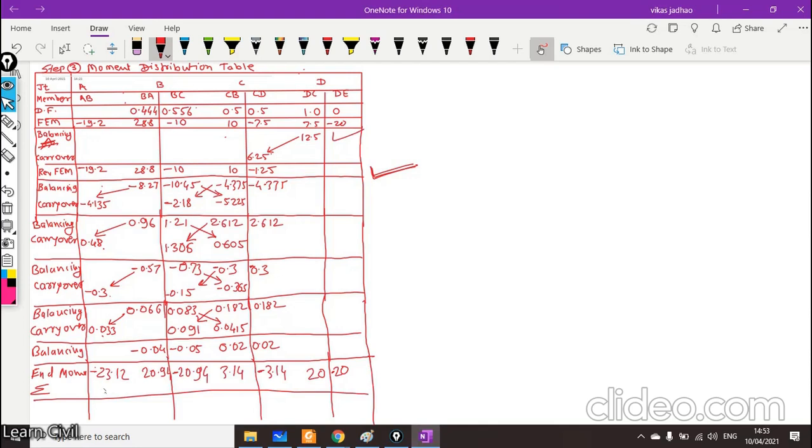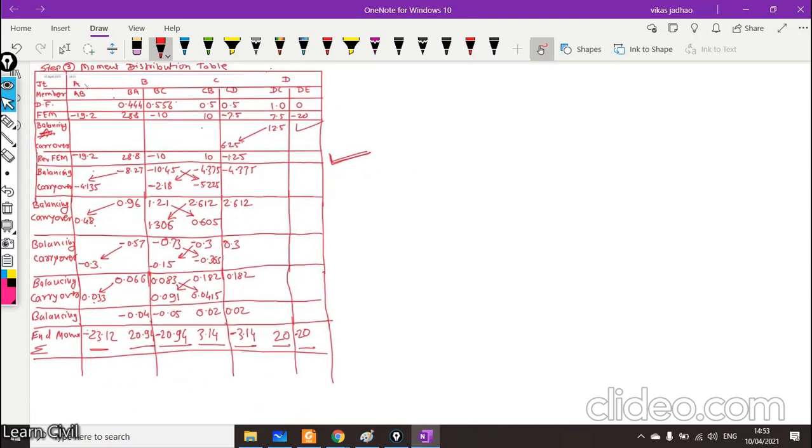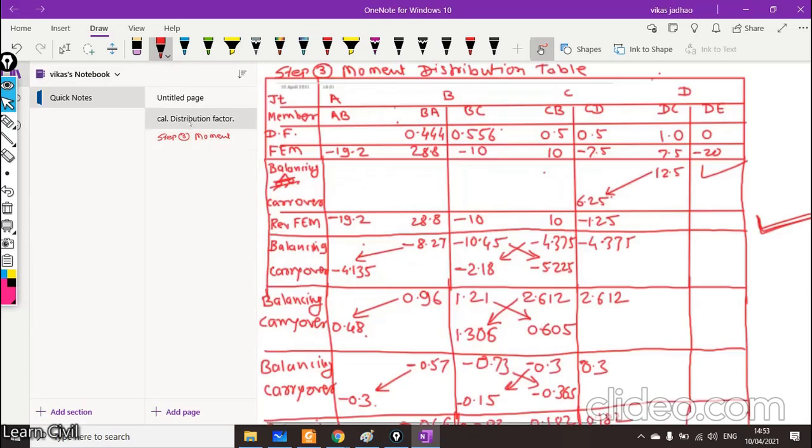Okay, so these are the final end moment values. That is, for AB we are having minus 23.12, for BA we are having 20.94, BC minus 20.94, for CB 3.14, CD minus 3.14, DC 20, and DE minus 20. Okay, so last step will be to draw the bending moment diagram.